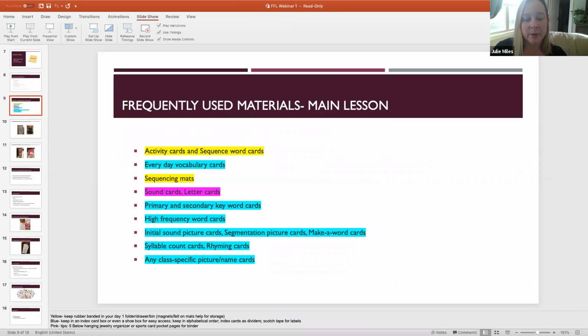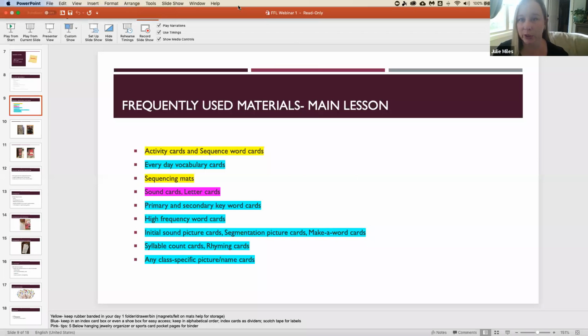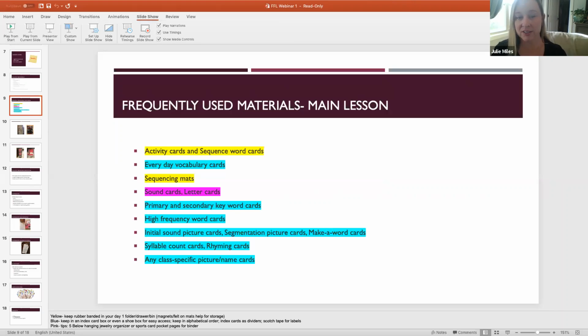Then I highlighted some of the pieces in blue, most of the pieces. The blue ones are the ones that you want to keep in an index card box or even a shoe box for easy access. They're the ones that you're going to keep in alphabetical order, and you can divide them. If you're using a bigger box, you can even use index cards as dividers, which I'm going to show you an example of in a minute. You don't want to go broke trying to get your stuff organized, and it's easy to spend a lot of money on this stuff. So any of the ones in blue, like the bigger cards, could fit in a shoebox.